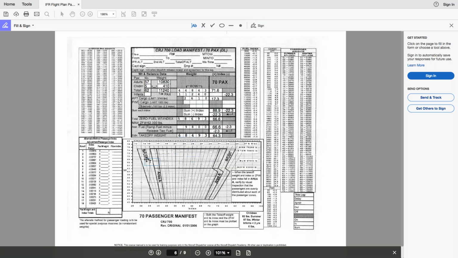So 68,493. Let's see, 68,493 is going to put us about right here with an index of 64.3. Glad you know how to do that. Luckily, I've been one of Adam's lifer students, so I do a lot of this.